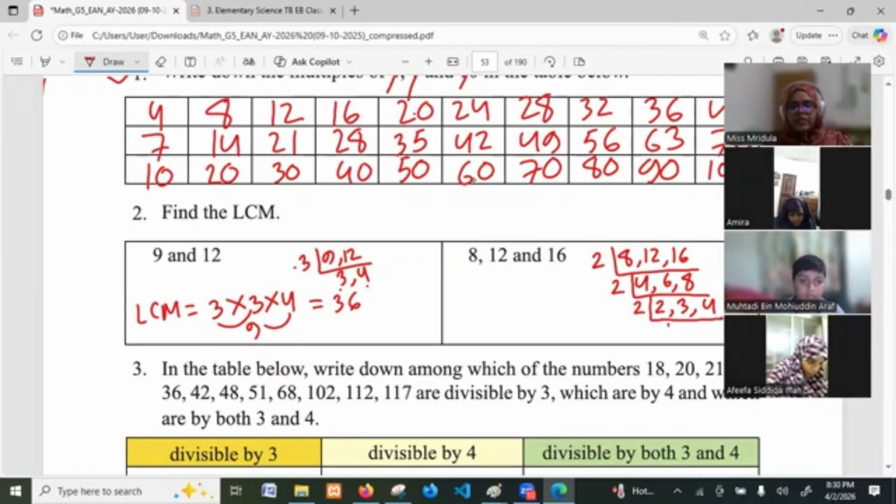We can take 2 again. It will be 1. As 3 is not divisible by 2, we will keep it as 3. And 2 2s are 4. Now we can stop. We can tell that 1, 3, 2 are all prime numbers. So now it's time to find out the LCM.